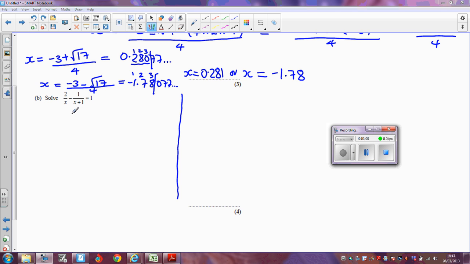Okay, I'm going to show you two alternative methods here to solve this one. So starting with 2 over x minus 1 over x plus 1 is equal to 1. Whichever method you use, make sure you don't muddle it up with the other one.